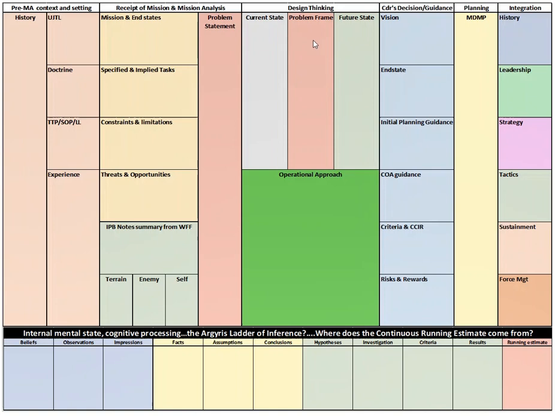And then the problem frame might be those things that conspire to keep us from just going. Well, why don't you just go from the current state to the future state? Oh, because of problems, and maybe we try to solve that, but it's more difficult than it seems. And so we might have to then formulate an operational approach that allows us to get around, through, over, or reduce that problem frame in order to achieve the future state.